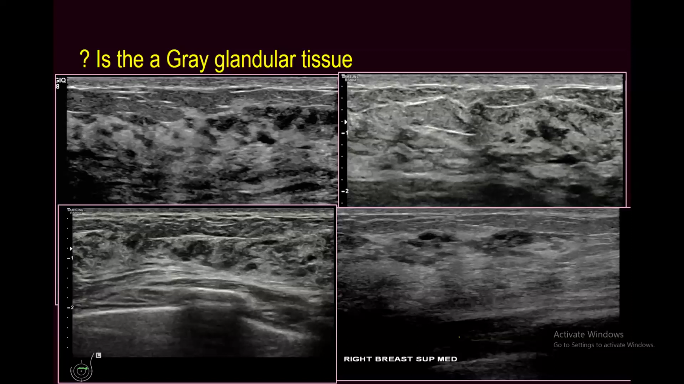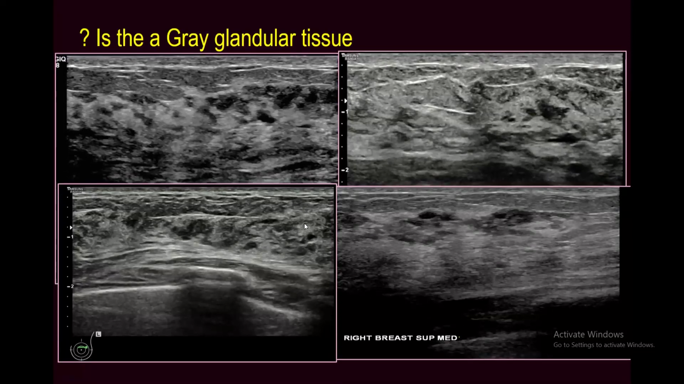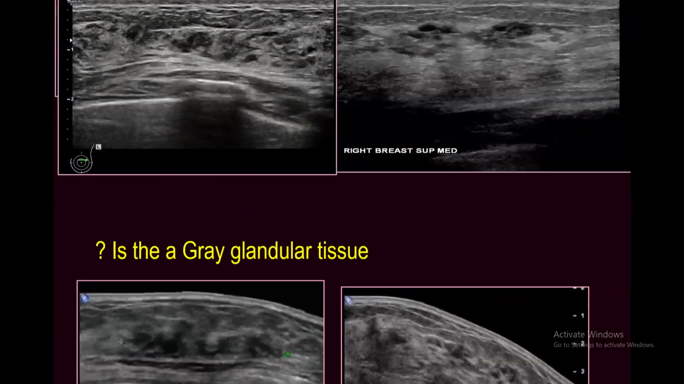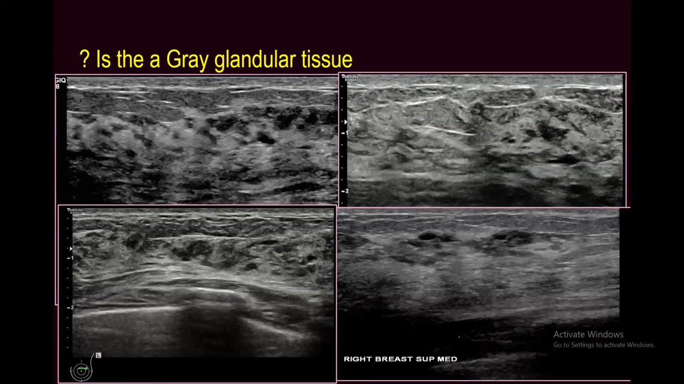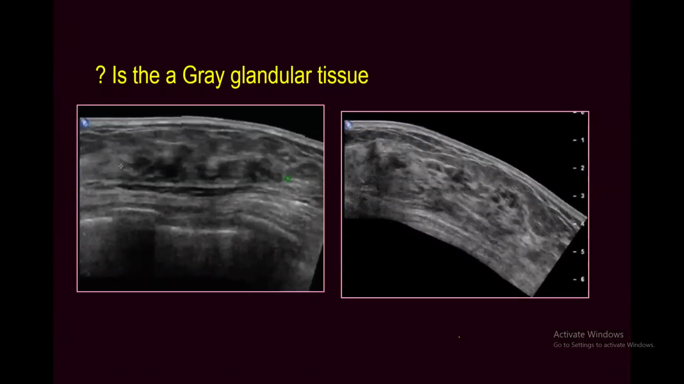It's abnormal. Yes. What is the abnormality? Yes, we can see here deeply hypoechoic enlarged terminal duct lobular units and some of the ducts. You see, this is fibrocystic. This was my patient, a fibrocystic patient.